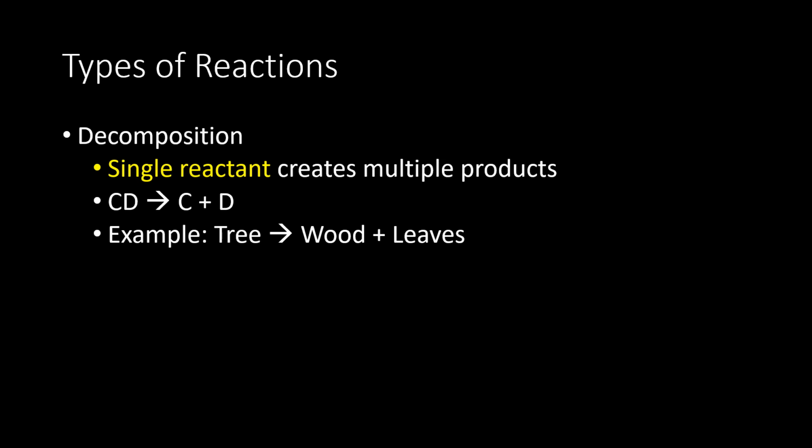An example here would be a tree that gets cut down and produces wood and leaves. So the tree contains both wood and leaves all combined together, and when you break it down into its parts, you have wood and leaves that are two separate components.